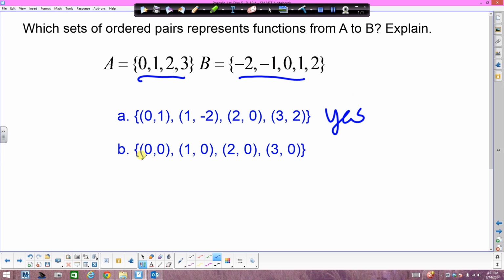Then if we look at the second example, we've got 0 going to 0, 1 going to 0, 2 going to 0, and 3 going to 0. Well, each input is only used once and is paired with one output. Even though they're all going to the same output, that's okay. So this is also a function. This should be familiar to you. You've covered this in Algebra 1 and also Algebra 2, so this should be a review.